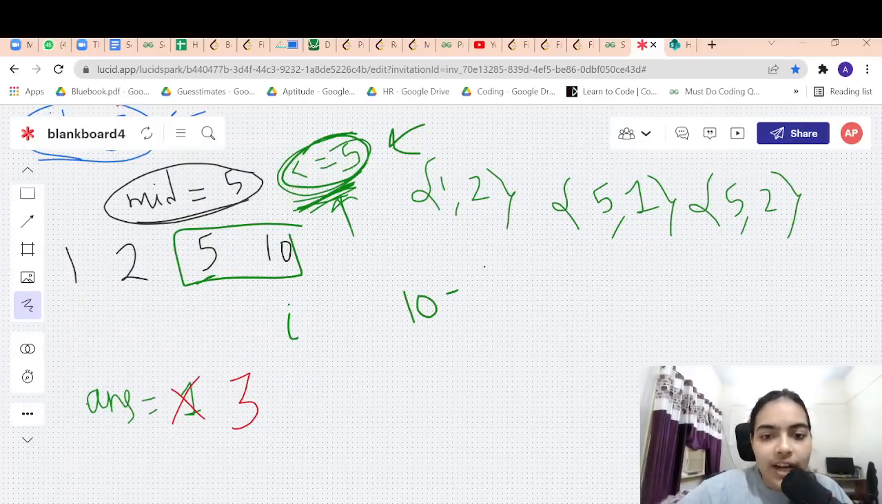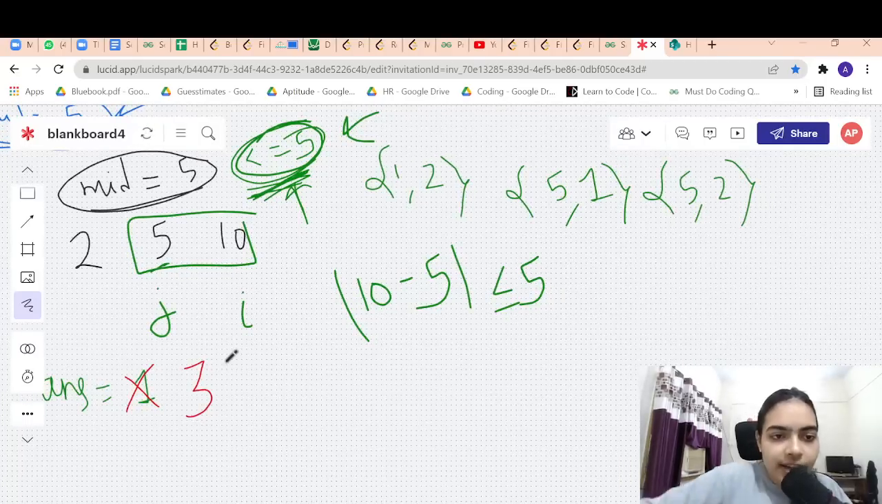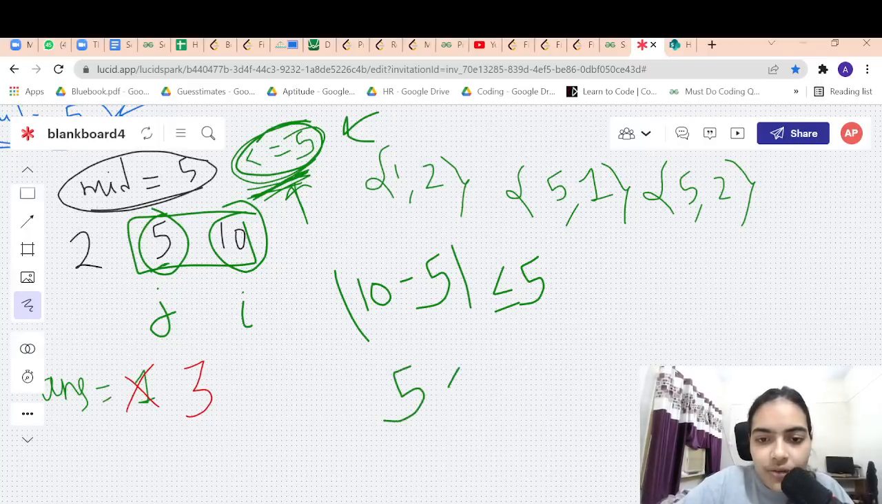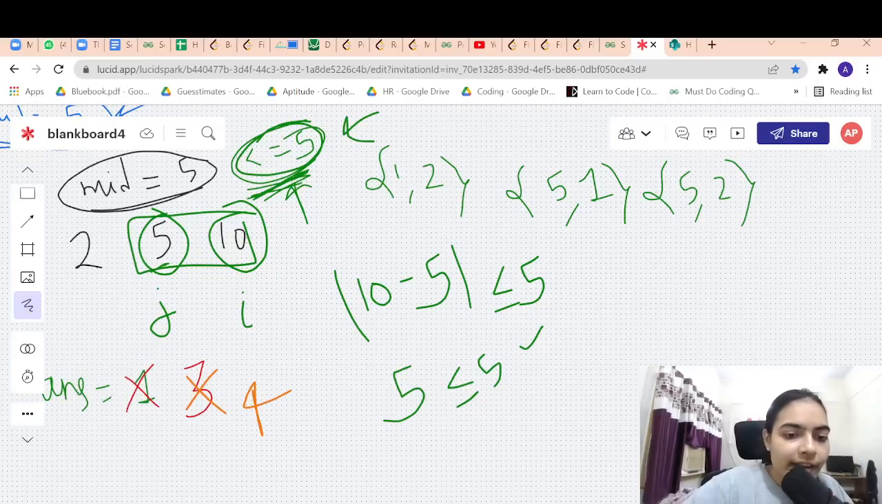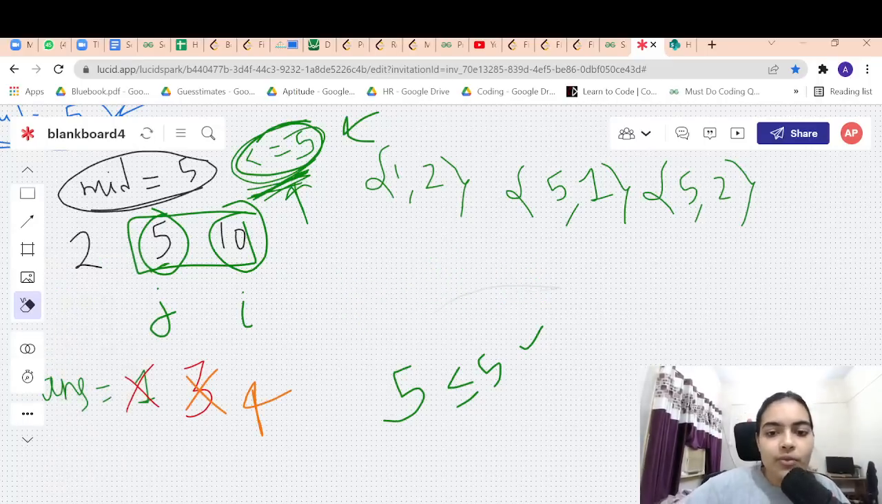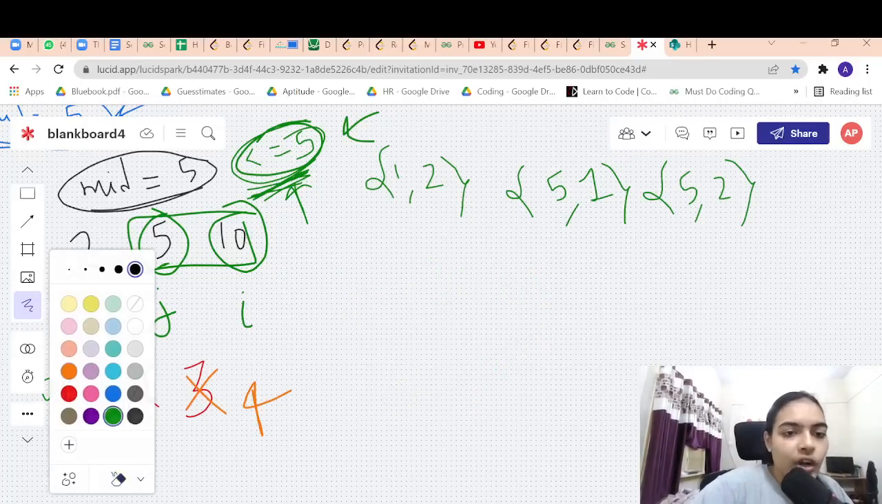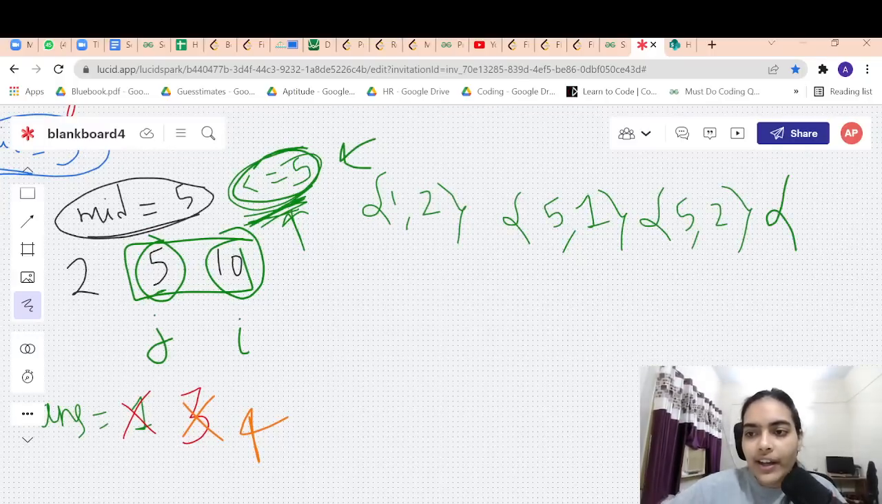Now I will again check. So 10 minus 5. 10 minus 5 is now less than or equal to 5, right? 10 is my i pointer, j is 5, right? Okay, so 5 is less than or equal to 5. Now again I got one more pair. So I will increment my answer. I have 4 pairs. And what is the new pair that we got? We got the pair 10 and 5. 10 and 5 pair. This is also having absolute difference less than or equal to 5.